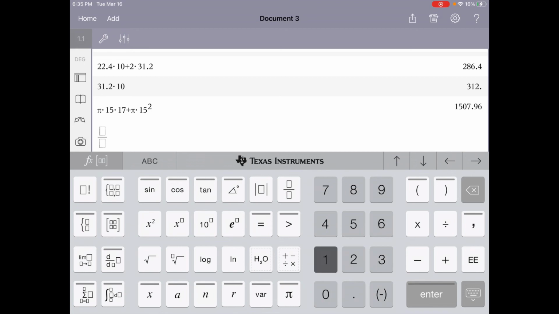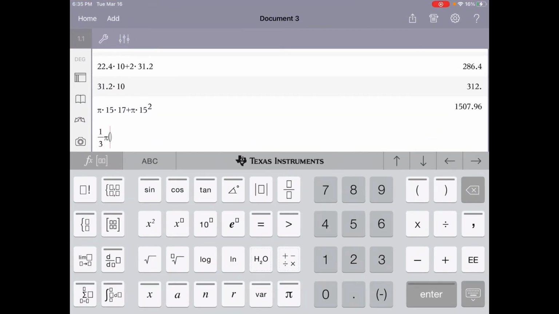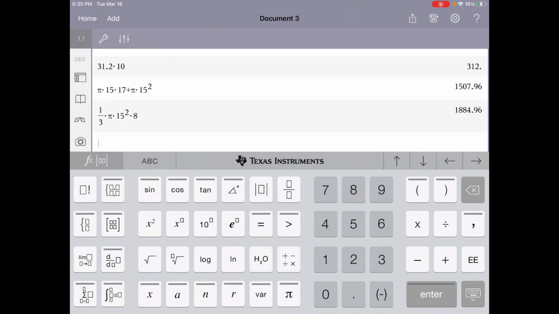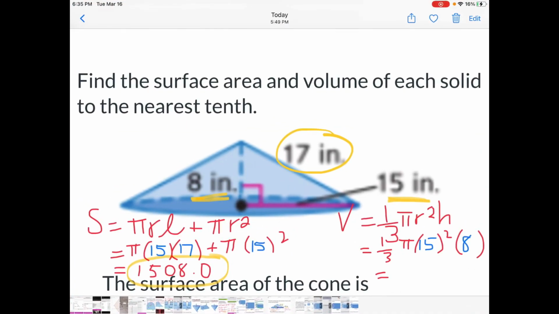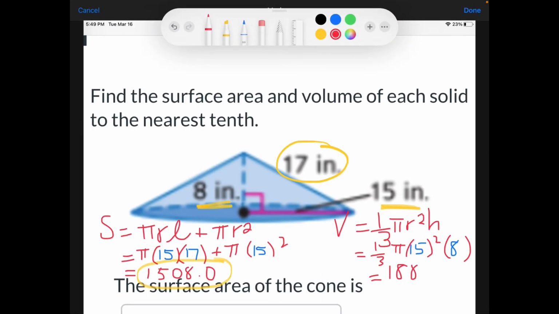And so we're going to put 1/3. And it was pi times 15 squared times the height, which was 8. Then click enter, and our answer is 1884.96. And once again, same situation here. Our final answer is going to be 1885.0. This is volume, so it's inches cubed.